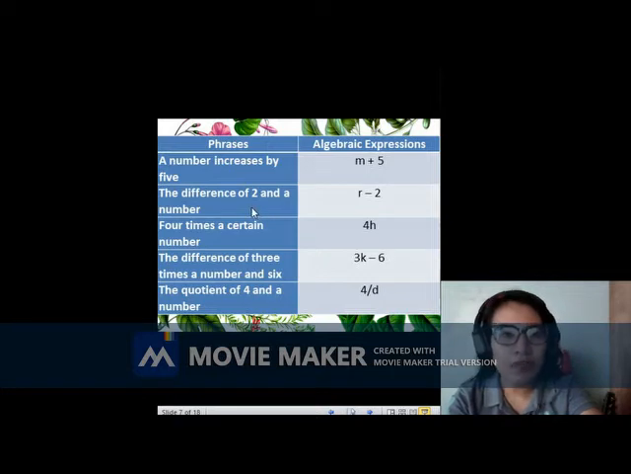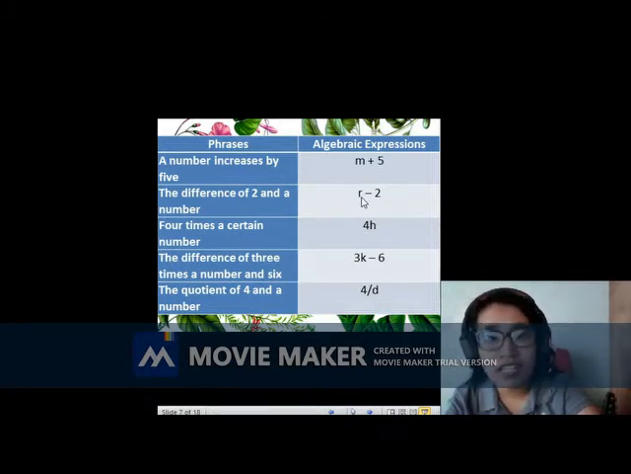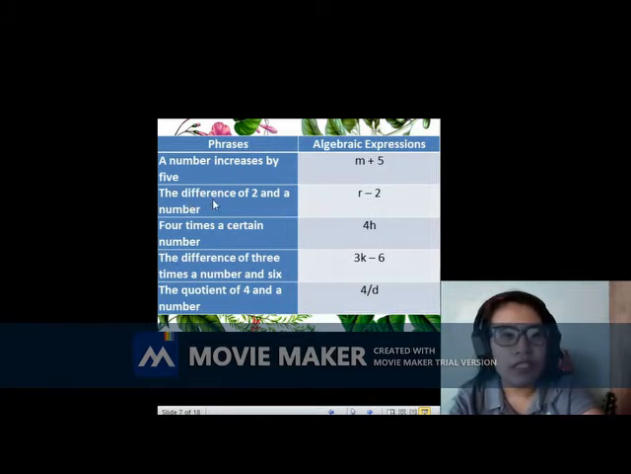Next is "the difference of 2 and a number". Again, you hear the words "a number". This time I use the letter R. You can use any letter as long as the phrase doesn't say what letter to be used. Then it says "the difference", so we need to subtract. So R minus 2.